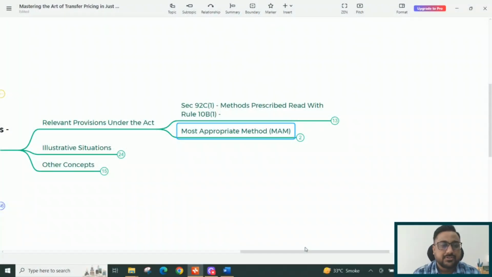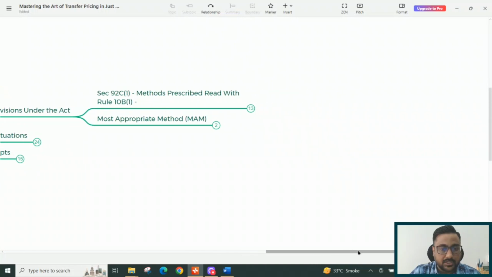Now, guys, as we saw, there are theoretical aspects on these five, six different types of methods. There is also one concept apart from that, which we usually call the most appropriate method. This is the common term that you'll find when you do this transfer pricing analysis and when you render transfer pricing services. So, most appropriate has also been conceptualized under the Act. We'll just open the relevant provision and understand what that particularly means.